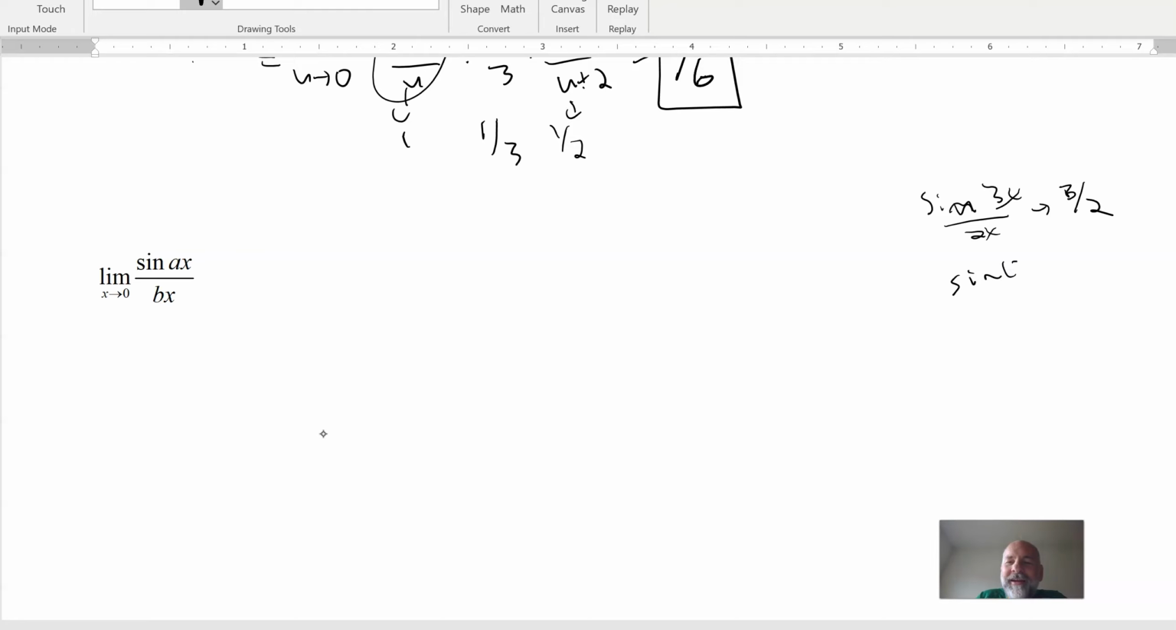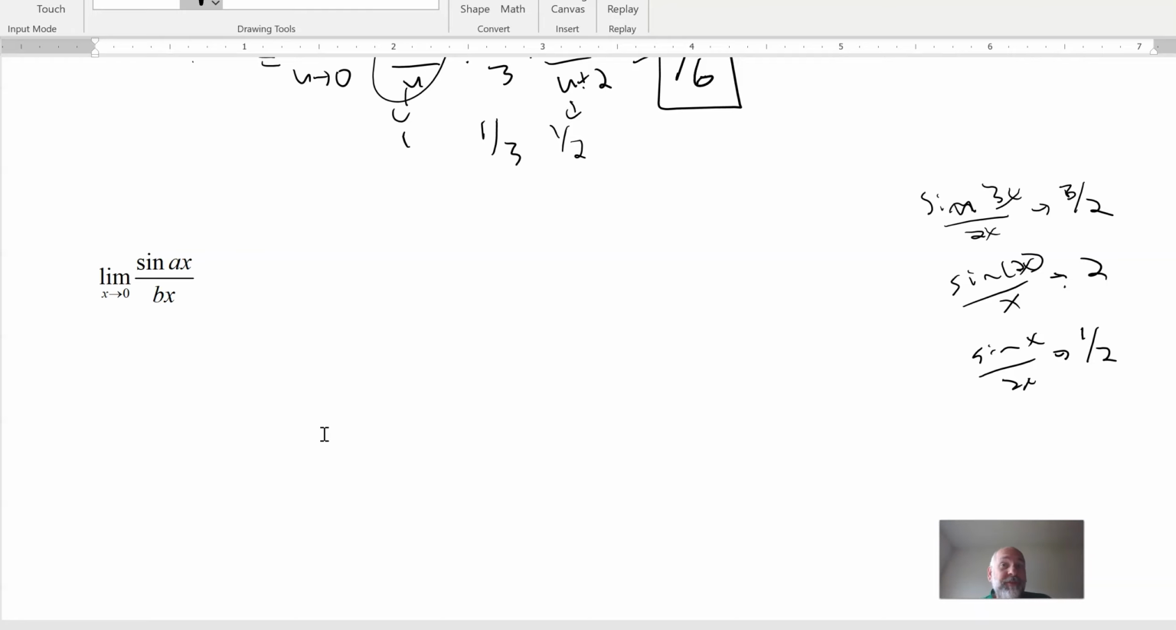And sine of 2x over x, the limit was 2. And sine x over 2x, the limit was 1/2. And so you might be going, I kind of know what's going on here with these things. And so we want to summarize all that. So it's like, okay, sine of ax over bx. How am I going to do this thing?